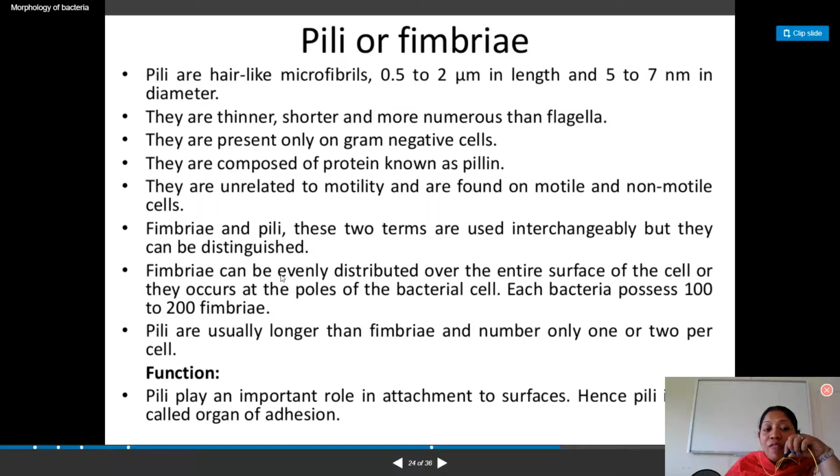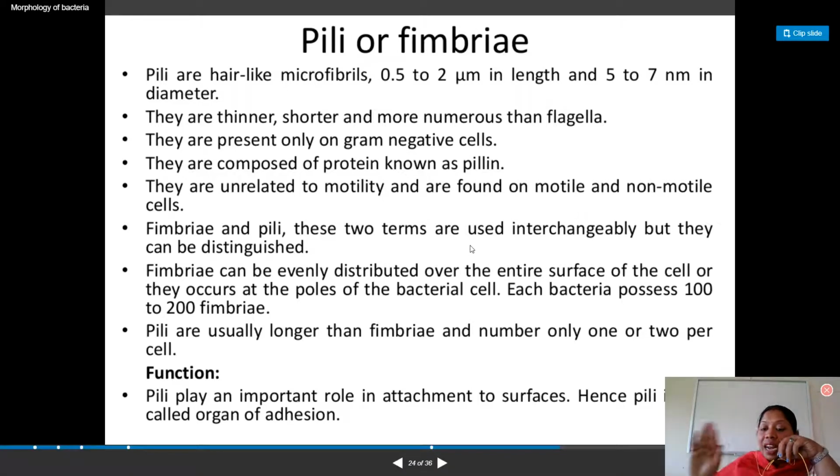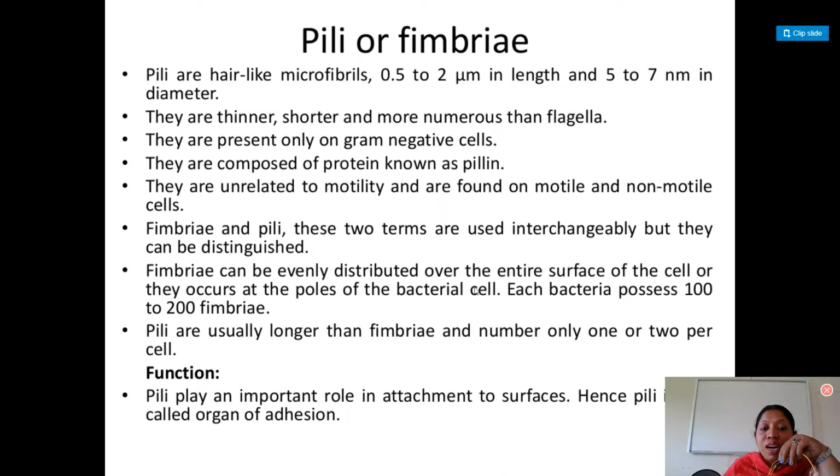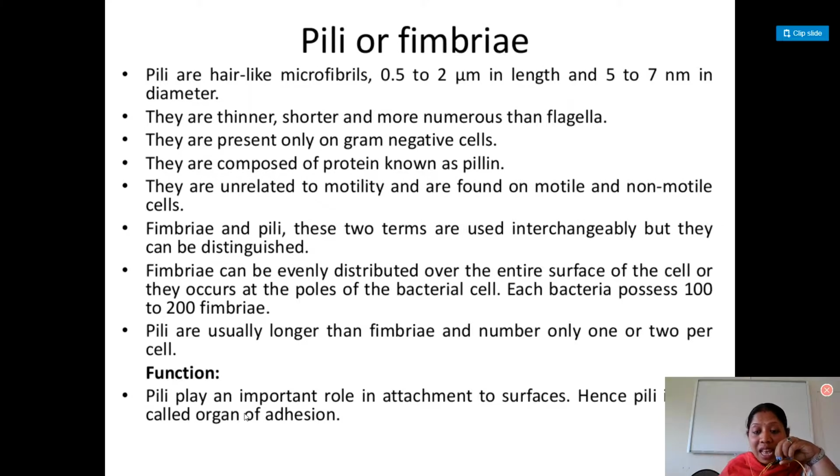Pili and fimbriae, these two terms are used interchangeably, but they can be distinguished. How? Fimbriae can be evenly distributed over the entire surface of the bacterial cell, or they can occur at the poles of the bacterial cell. Each bacterium will possess about 100 to 200 fimbriae. Pili are usually longer than fimbriae, and the number is only 1 or 2 per cell. Coming to function, pili play an important role in attachment to surfaces. Hence, they are also called organs of adhesion, organs of attachment.